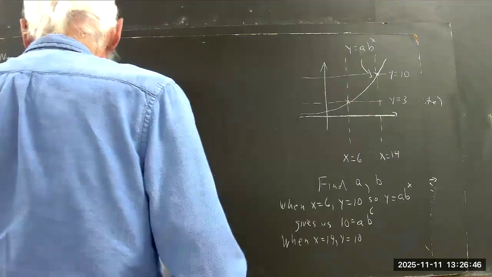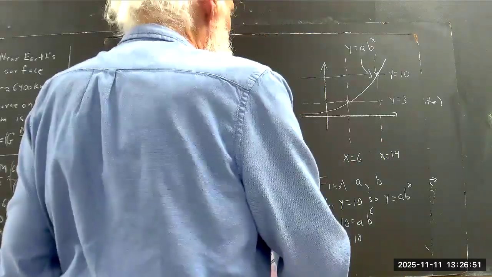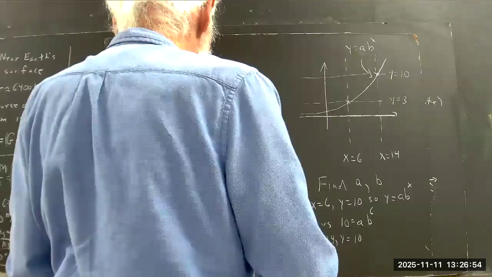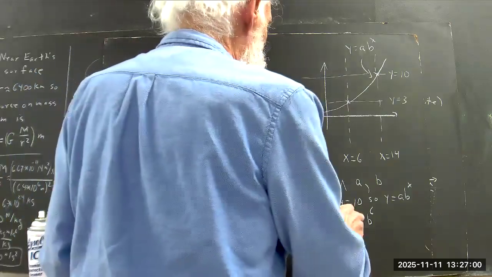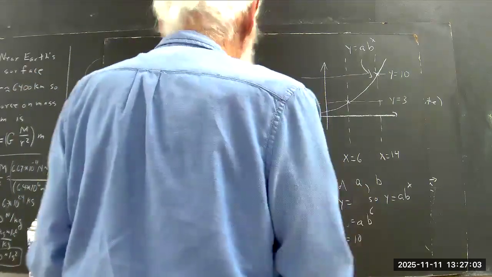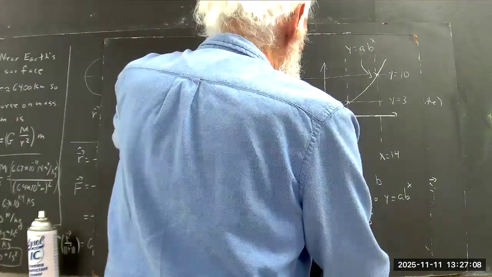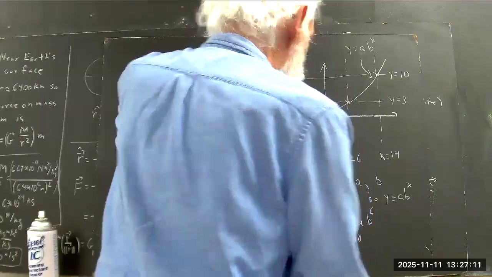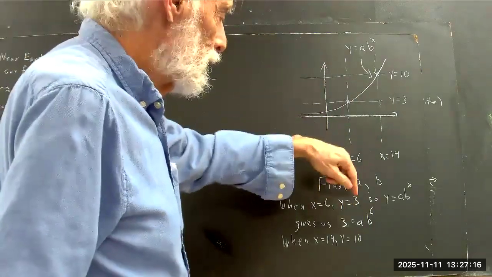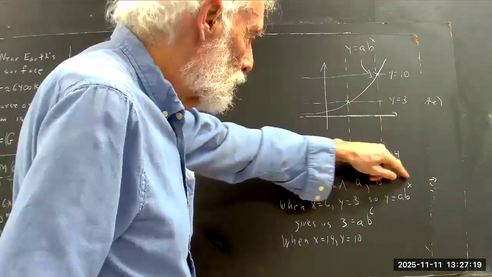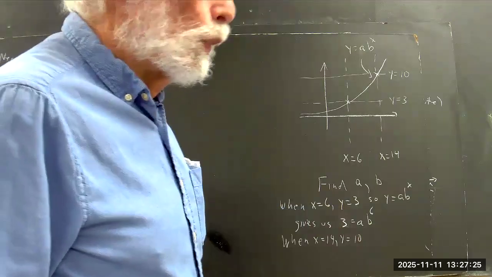What I said was logically correct, but y is not 10, it's 3. So I'm just going to change my 10s to 3. You were confused by that, good reason for it. So when x equals 6, y is 3. So we're putting in 6 for x and 3 for y. There's our equation. When x is 14, y is 10.